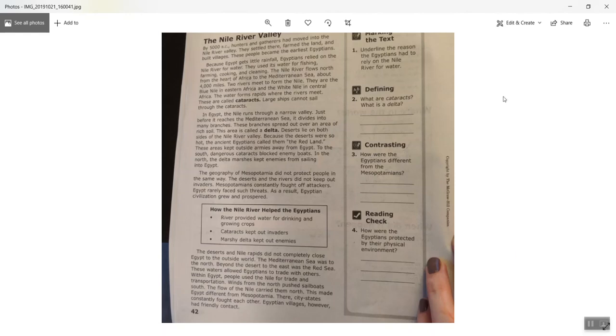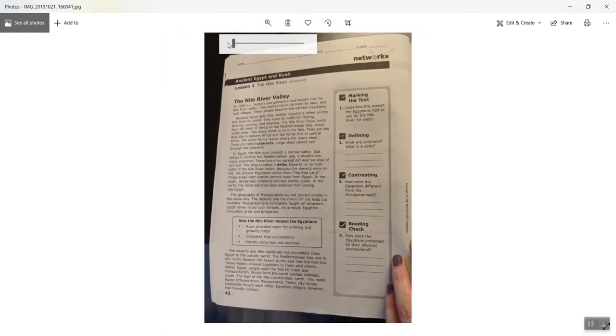Okay, moving on to page 43. And you can pause this video and answer questions. You don't have to read it all with me. You can pause, answer questions, press play again. Do whatever you need to do.